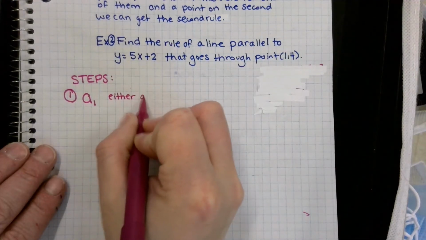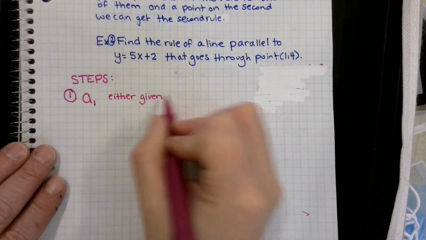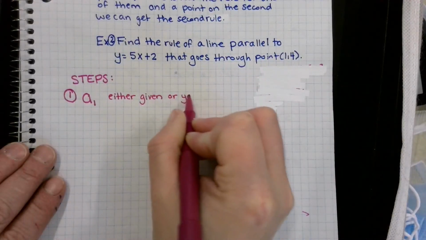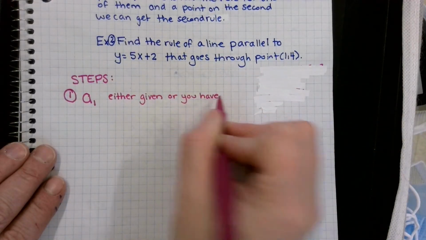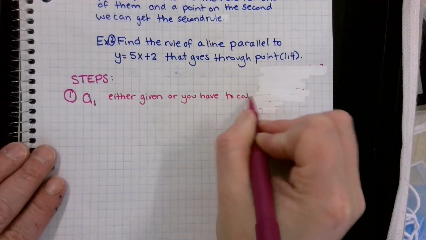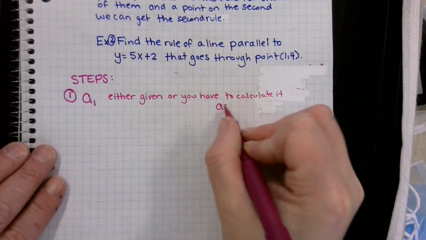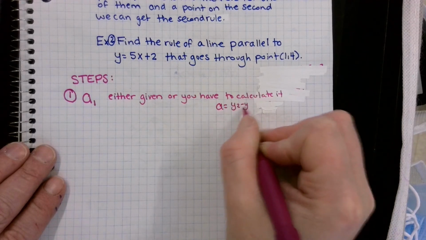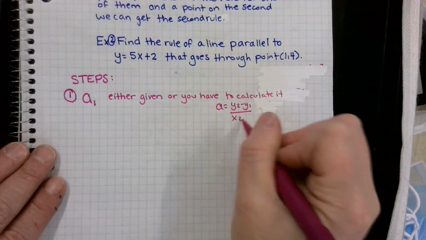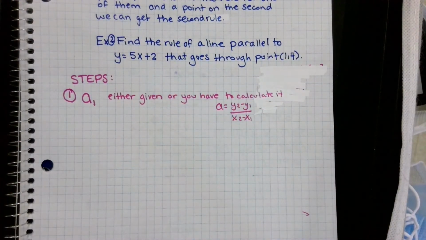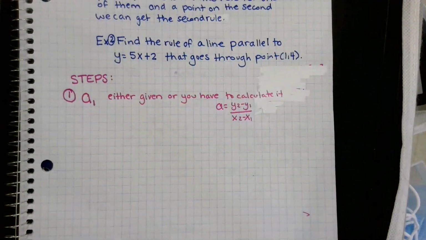This will either be given, or you have to calculate it. And how you calculate it is reaching back to what we did before. Like I said, this comes back. It comes back definitely this week. So it's either given. If it's given, so much easier. If it's not given, you have to calculate it.